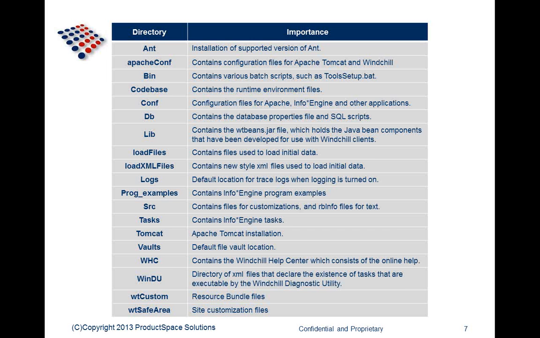Windchill home contains the following important directories: Apache, config, bin, and codebase. The codebase directory contains runtime environment files, conf, and db. The db directory contains the database property files and SQL scripts. Then lib, loadXML, and logs. The logs directory contains all the log files generated by the Windchill application.